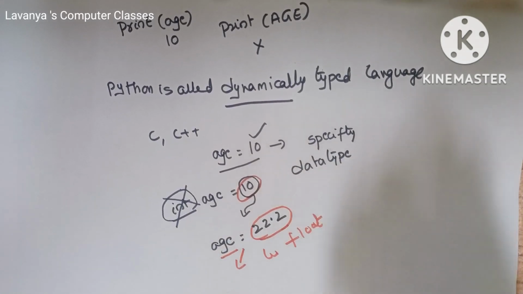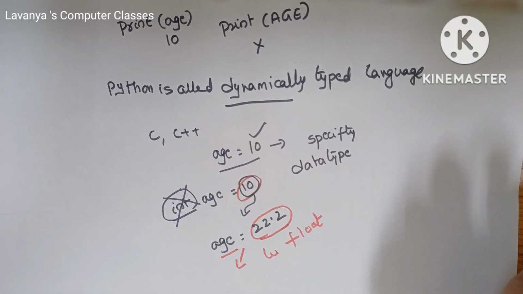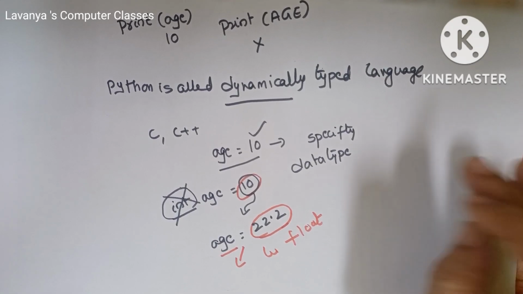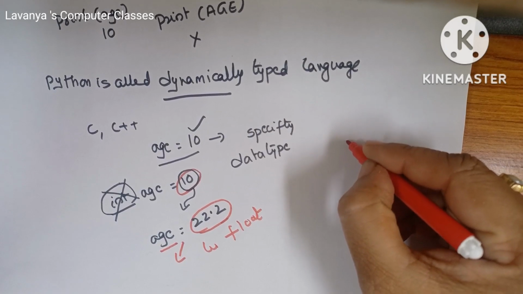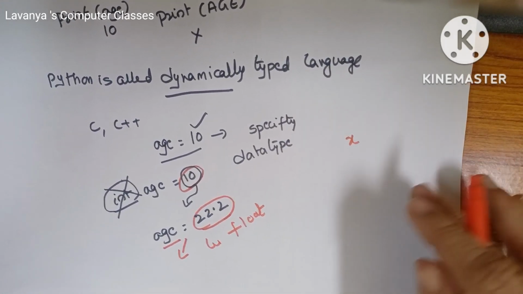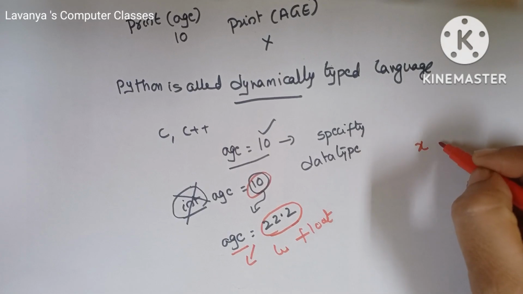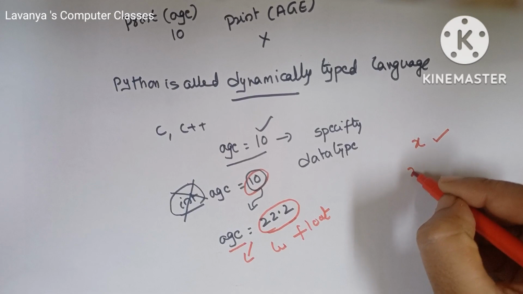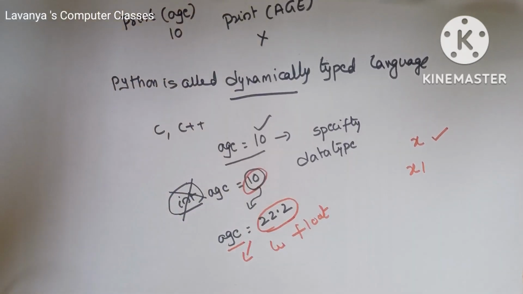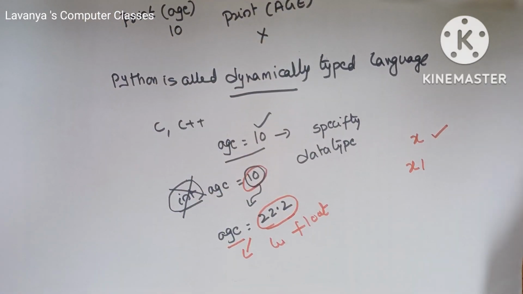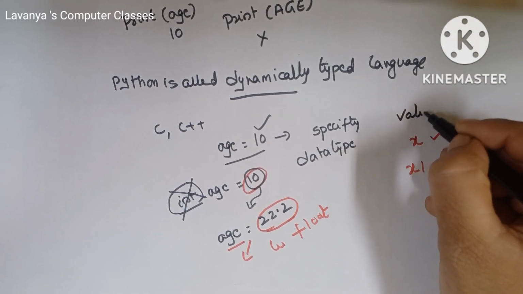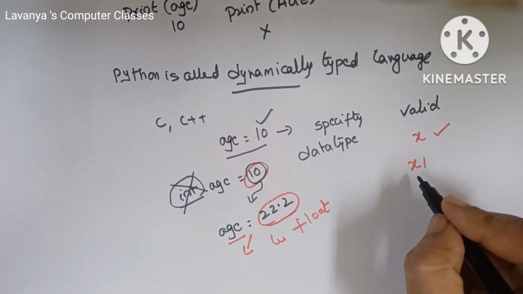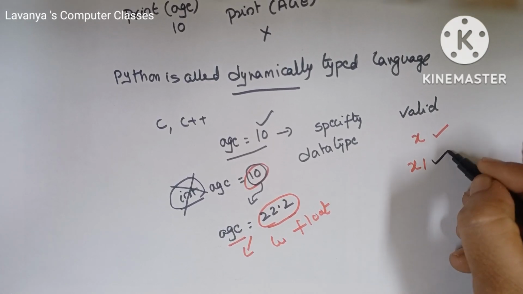So in this video, I'll give the introduction about what is a data type, what is a variable, and what are the rules you have to follow for Python variables. For example, check it once here: x. Is x a valid variable or not? Yes, it is a valid variable because it starts with an alphabet. Is x1 a valid variable or not? Yes, it is also a valid variable because it contains alphabets and also numbers, and it does not start with a number, so it is accepted.